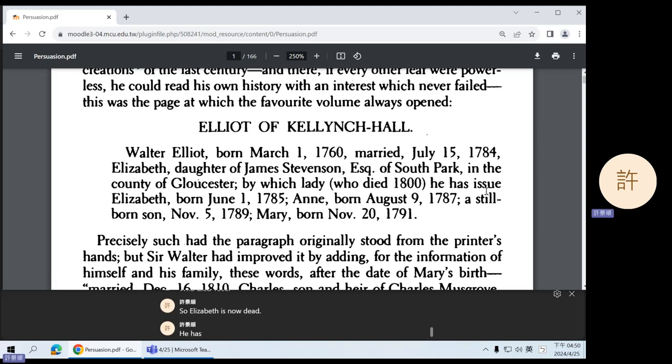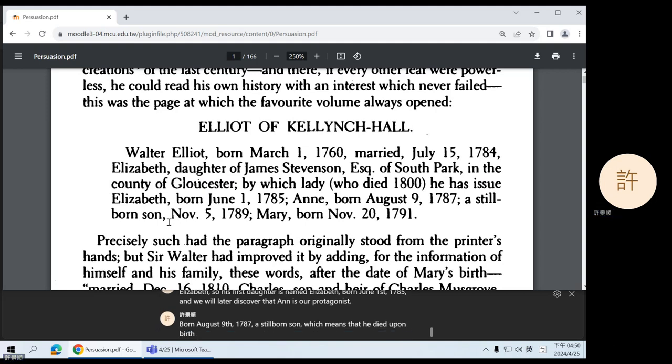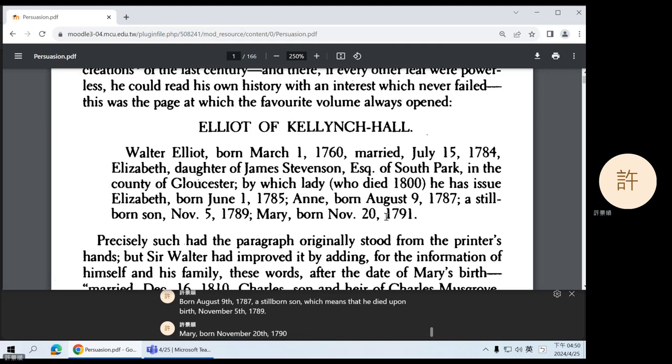He has issue. Issue means children. Elizabeth, so his first daughter is named Elizabeth, born June 1st, 1785. Anne, we will later discover that Anne is our protagonist, born August 9th, 1787. A stillborn son, which means that he died upon birth. November 5th, 1789. Mary, born November 20th, 1791.